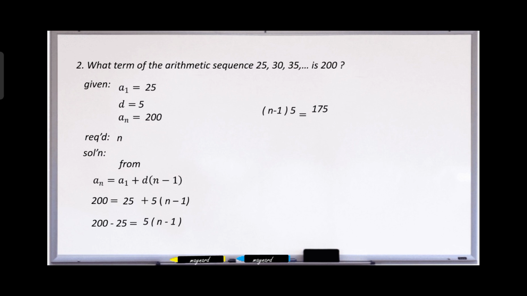175. So, to remove the 5 on the left side of the equation, we divide both sides by 5. So, 5 divided by 5 is equal to 1. What remains on the left side is n minus 1. And on the right side, 175 divided by 5 is 35.